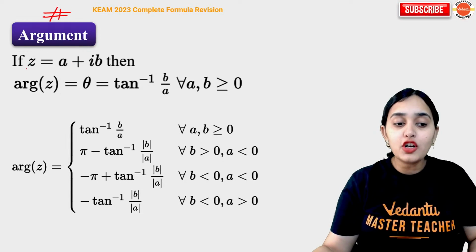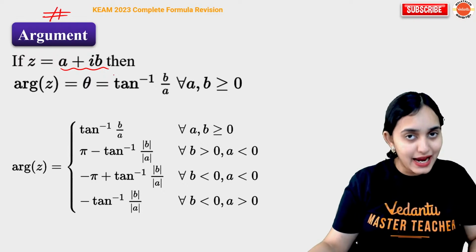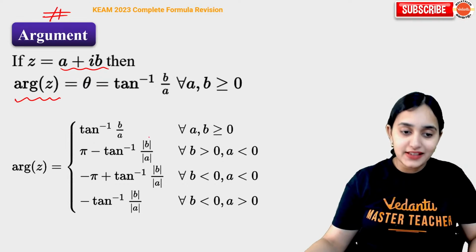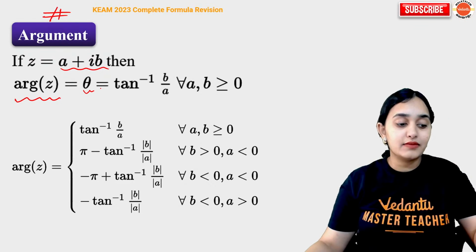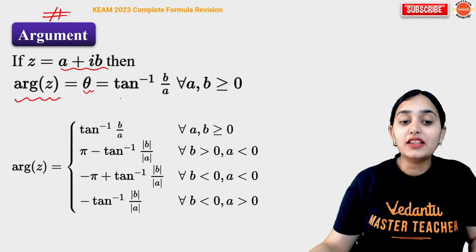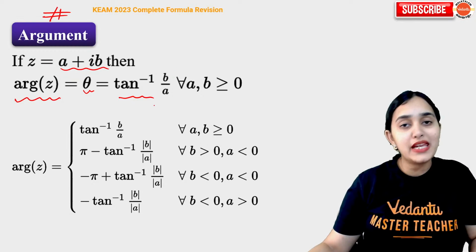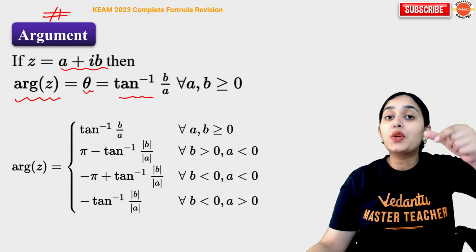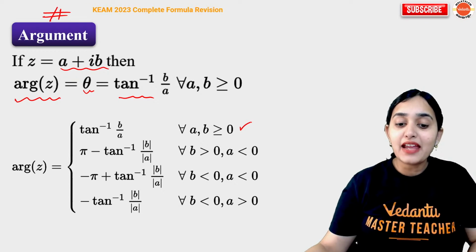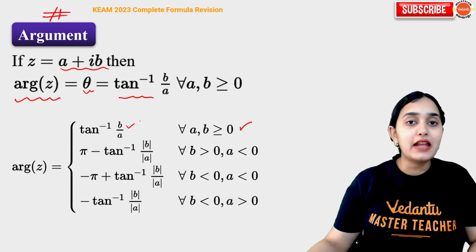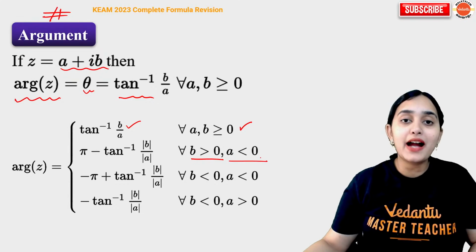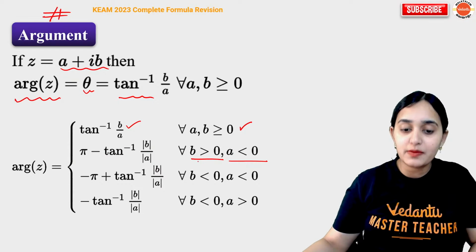Suppose your complex number is of the form a plus ib, then the argument of z. So arg of z is basically the angle made with the x-axis and the value is tan inverse of b by a. Now there are some twists here. What are the twists? Please note down carefully. If a and b are greater than 0, it is tan inverse b by a. If the imaginary part is positive and the real part negative, it is pi minus tan inverse of mod b by a.